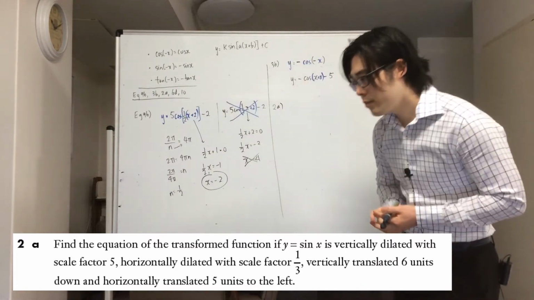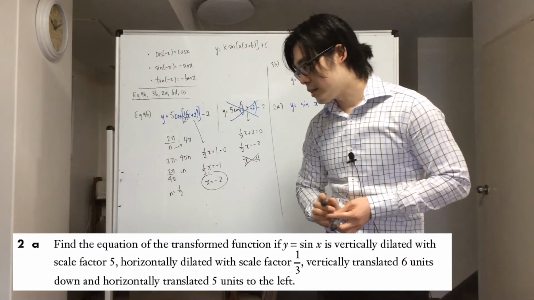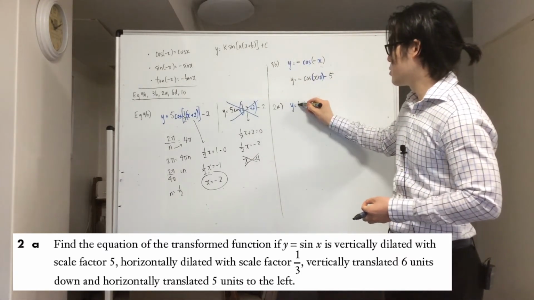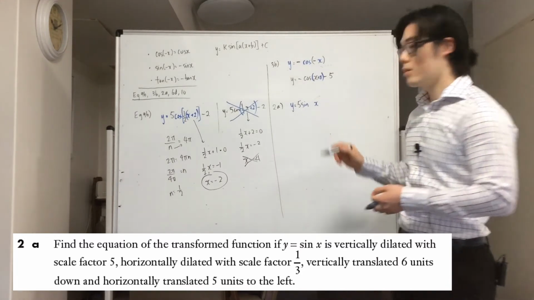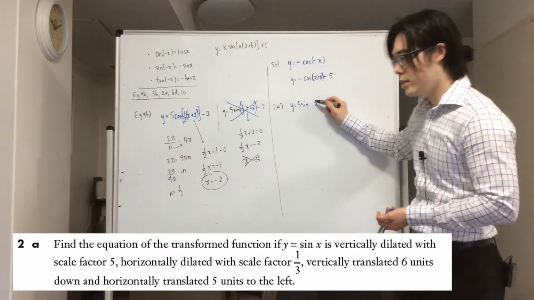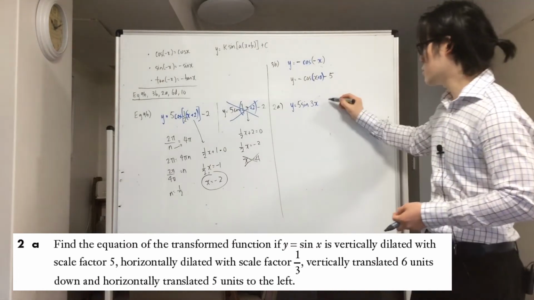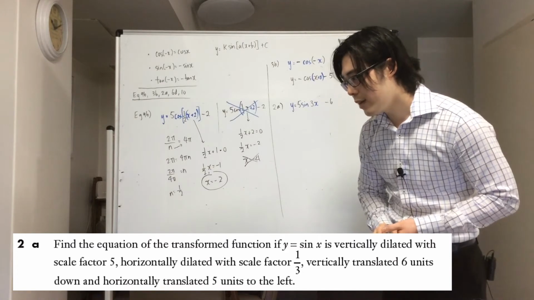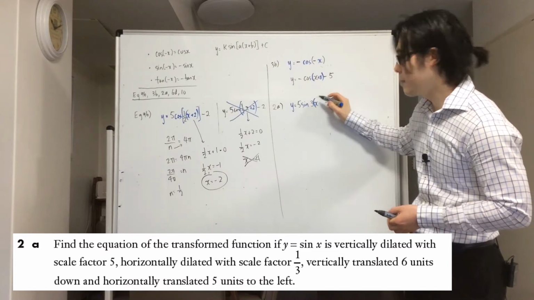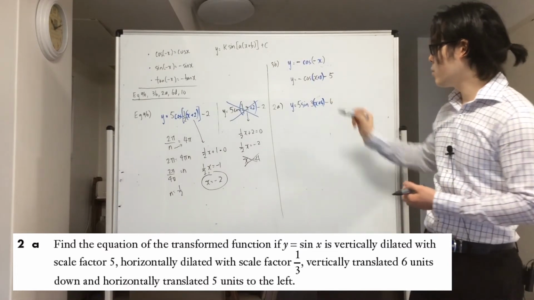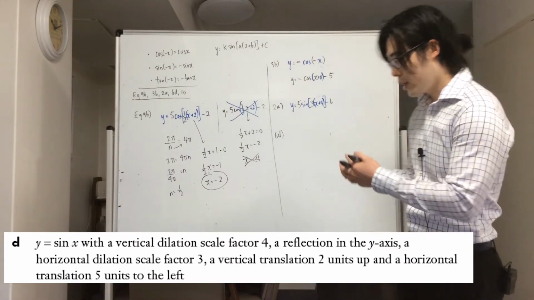Find the equation of the transformed function of y equals sine x this time. It's vertically dilated with scale factor of 5, so that means the amplitude is 5. Horizontally dilated with a scale factor of a third. So remember, if it's horizontal, you put the reciprocal of that, which is 1 over 1 over 3, is just 3. So that's the number in front of x. Translated 6 units down, so let's just take away 6. And then 5 units to the left. So remember, you have to put the bracket outside of the x, and then write plus 5. So we have that. Or put a big bracket around that. All right, 6d, we've got y equals sine x again.